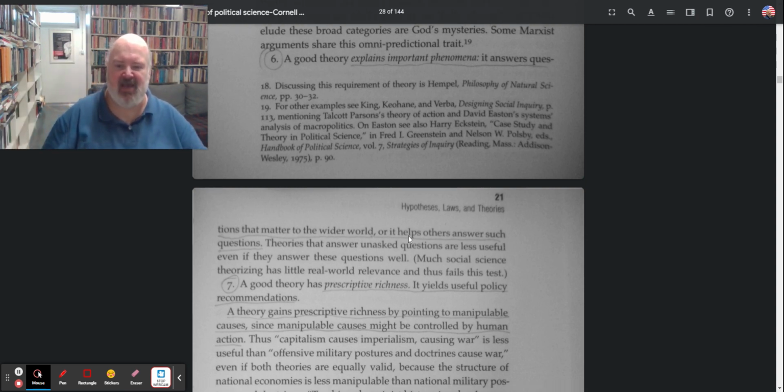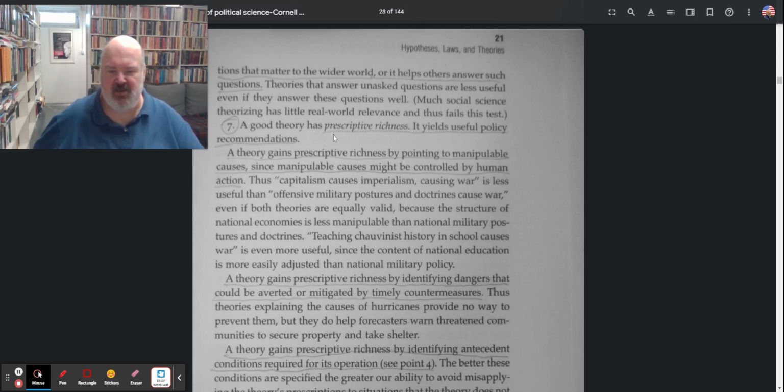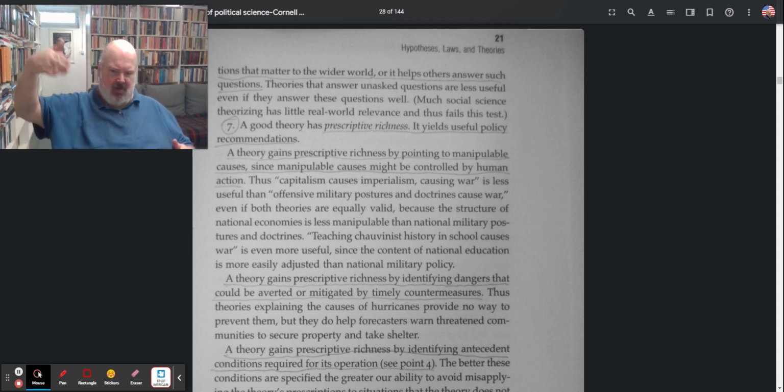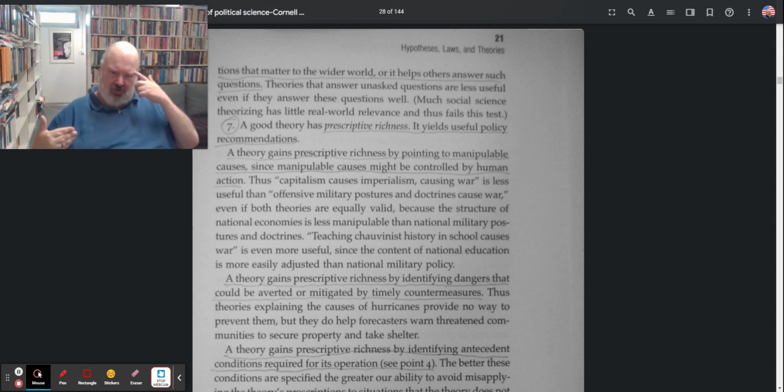The seventh category: a good theory has prescriptive richness. It yields useful policy recommendations. Okay, prescriptive richness, good policy recommendations. A theory gains prescriptive richness by pointing to manipulable causes, causes that might be controlled by human action. Causes that are non-manipulable allow no human action. But we're looking at manipulable causes, something that can be manipulated, and therefore controlled by human action.